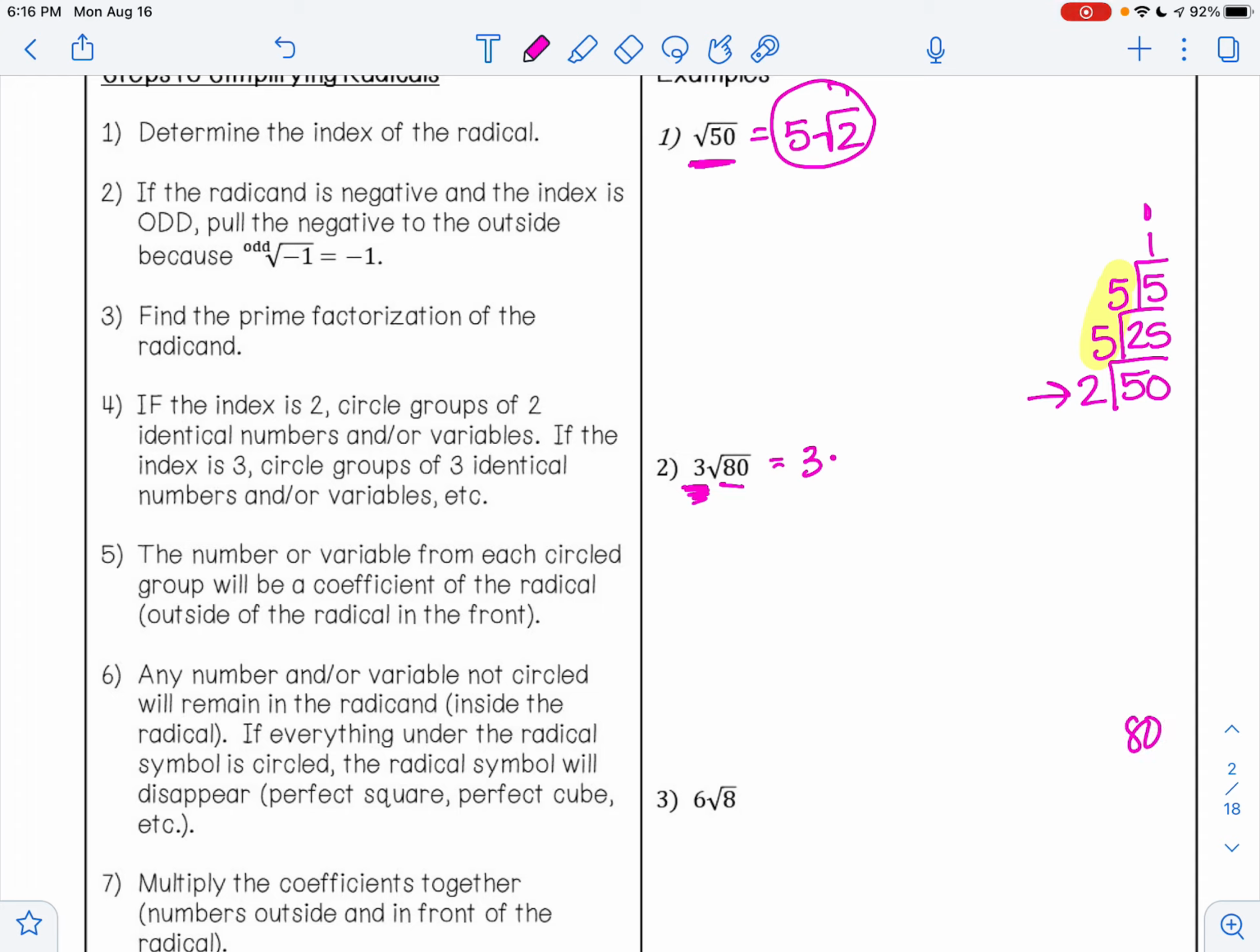The smallest prime number that goes into 80 is 2. 2 goes into 80 40 times. The smallest prime number that goes into 40 is 2. 2 goes into 40 20 times. The smallest prime number that goes into 20 is 2. 2 goes into 20 10 times. The smallest prime number that goes into 10 is 2. 2 goes into 10 5 times. And then 5 goes into itself 1 time. When you get to 1, you're done. 1 is the candle to your birthday cake.